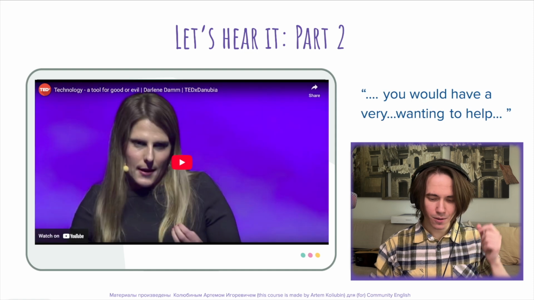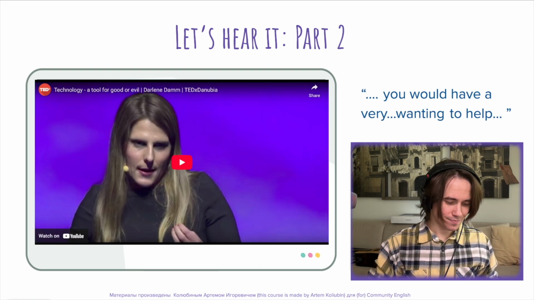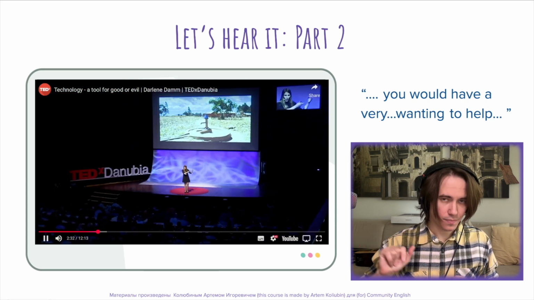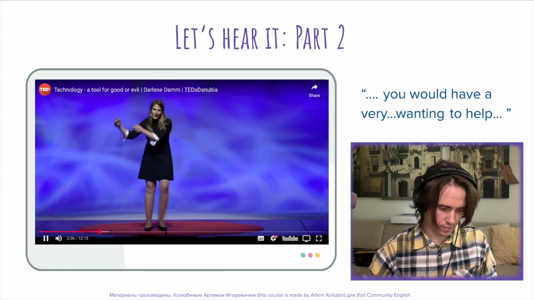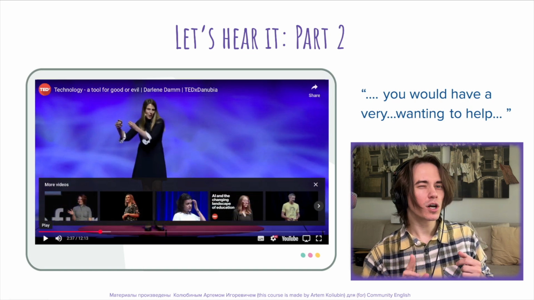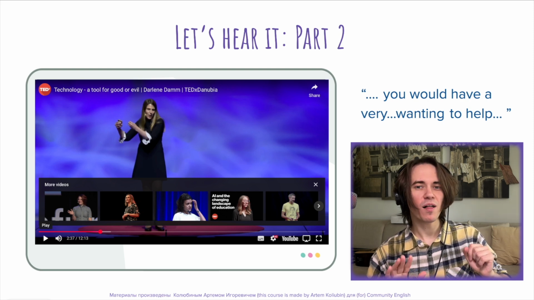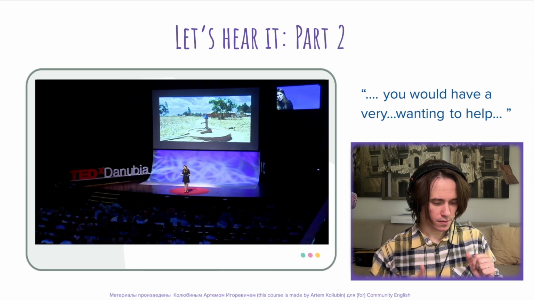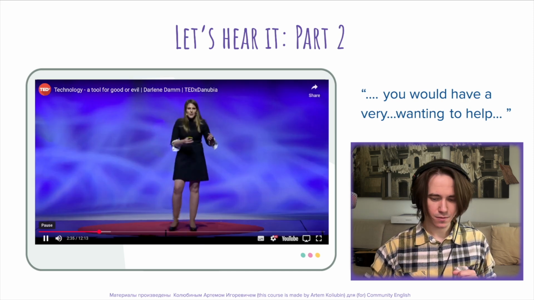Usually you would have a very wealthy country wanting to help a low-income country, and they would bring in a well or other big infrastructure project. Let's listen again. Usually you would have a very wealthy country wanting to help a low-income country, and they would.